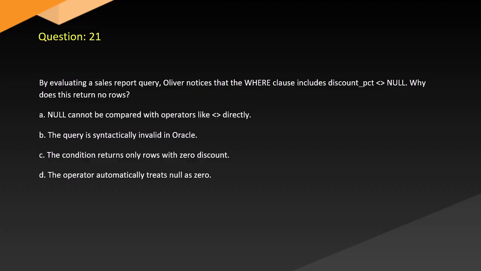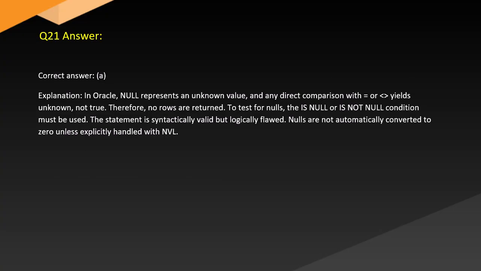Question 21. By evaluating a sales report query, Oliver notices that the where clause includes discount PCT equals null. Why does this return no rows? A. Null cannot be compared with operators like equals directly. B. The query is syntactically invalid in Oracle. C. The condition returns only rows with zero discount. D. The operator automatically treats null as zero. Answer. Correct answer, A. Explanation.